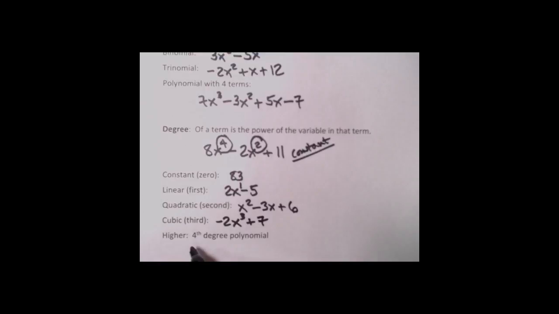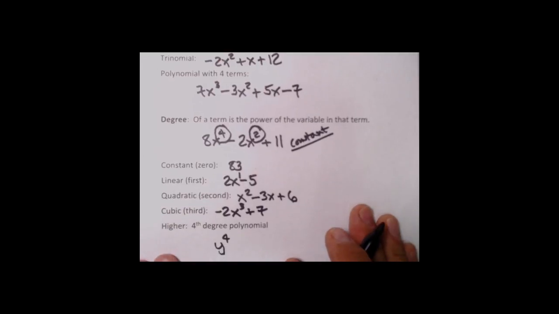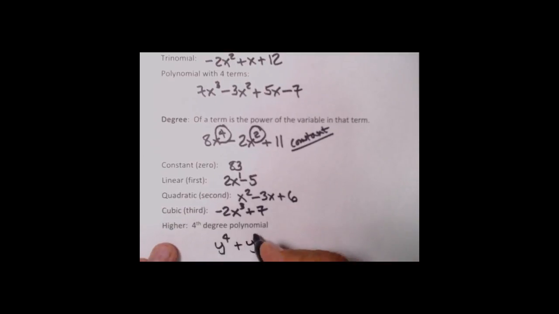Now, of course, anything higher than that, we just use a general term. We talk about it as fourth degree polynomial or fifth degree. Fourth degree polynomial would have something like this: y to the fourth, let's say, plus y squared minus 1. Okay, well, what's the highest degree that we have here? Fourth degree. Now, by the way, there are three terms in this, so we would say this is a trinomial with fourth degree. Well, this naming process will become more apparent to you as you work your way through all the polynomial business, but this is an introduction to how it works.